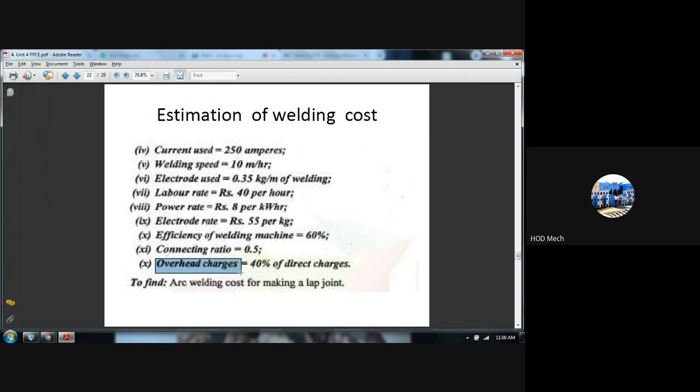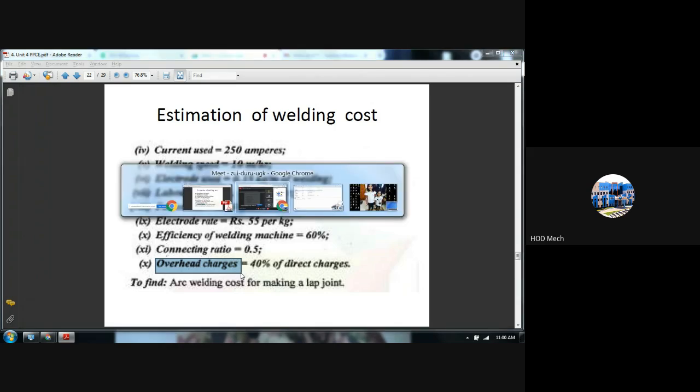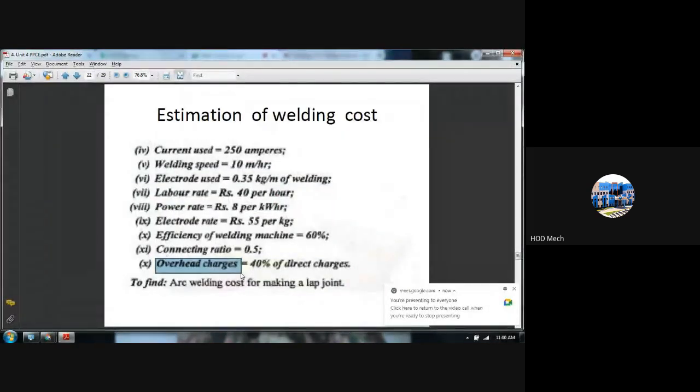all students who are solving the problem should arrive at the same answer. There will be only one answer, because efficiency is fixed at 60% in the problem and overhead charges is also fixed at 40%. So your calculation will revolve around a single solution. Right? Are you able to understand what I am telling you? So you have to bring the precise solution.